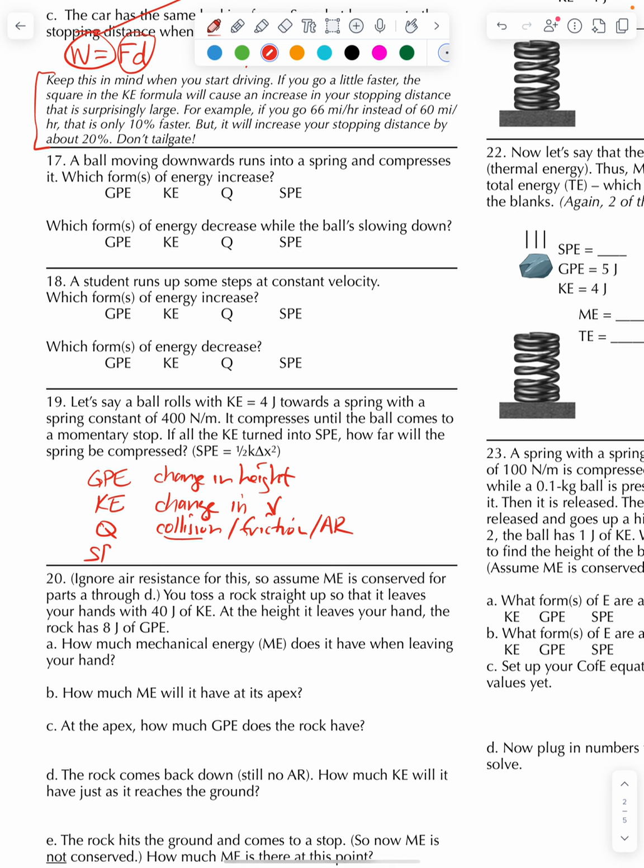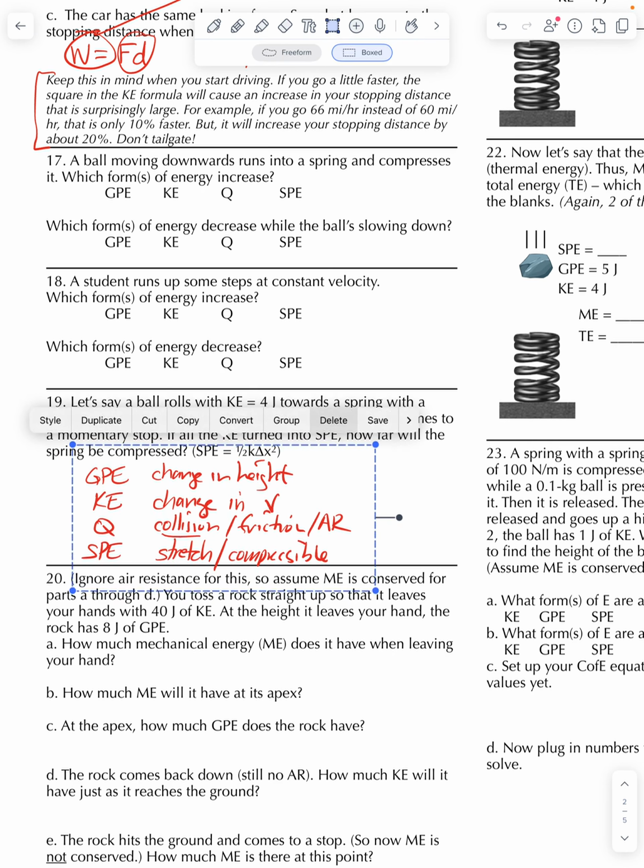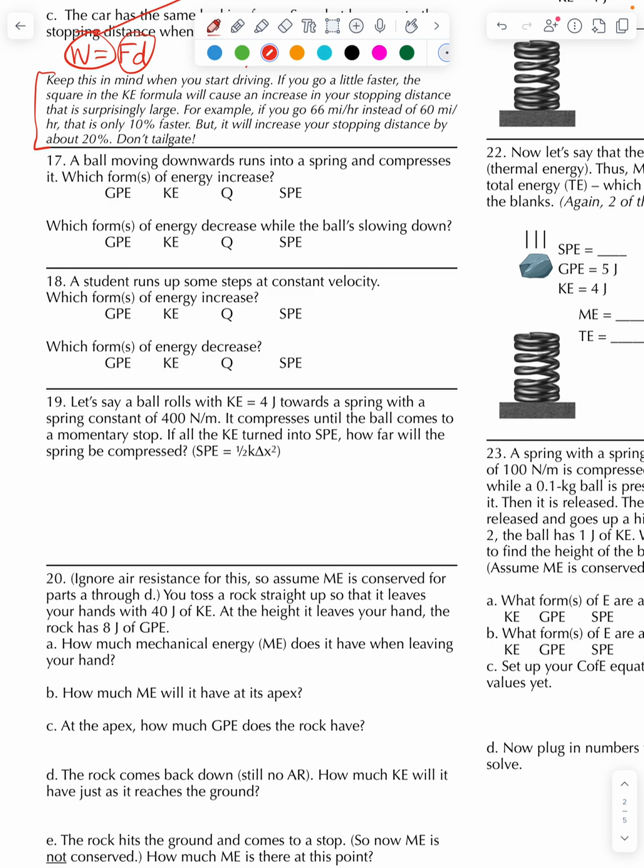And for SPE, assuming we're talking about the same spring or rubber band, the spring constant K is not changing. So what we're looking for is either stretching something that's stretchable or compressing something that's compressible that would spring back into shape. So that's what we're looking for to identify whether some kind of energy is changing and if it's getting bigger or smaller. Okay, so that's my little re-explanation of these things. So these hopefully will become easy then.